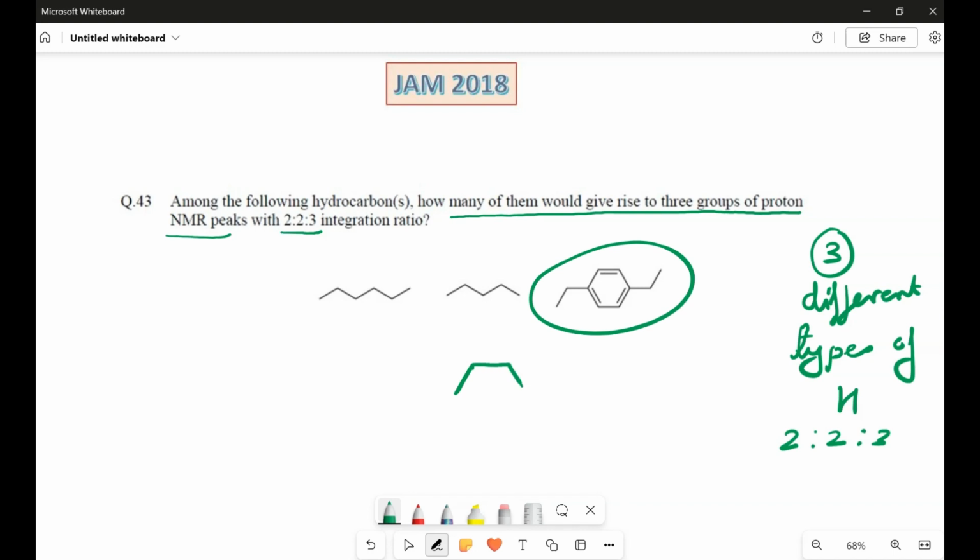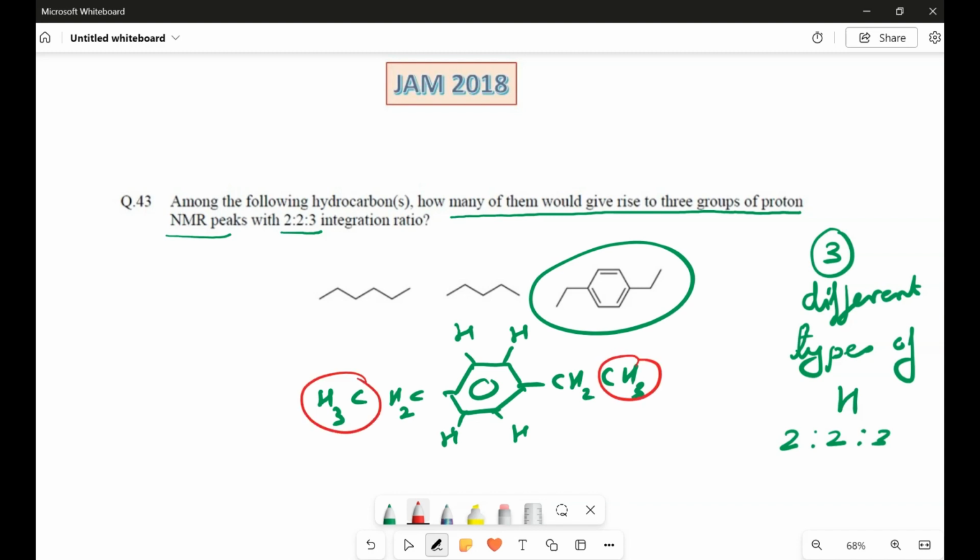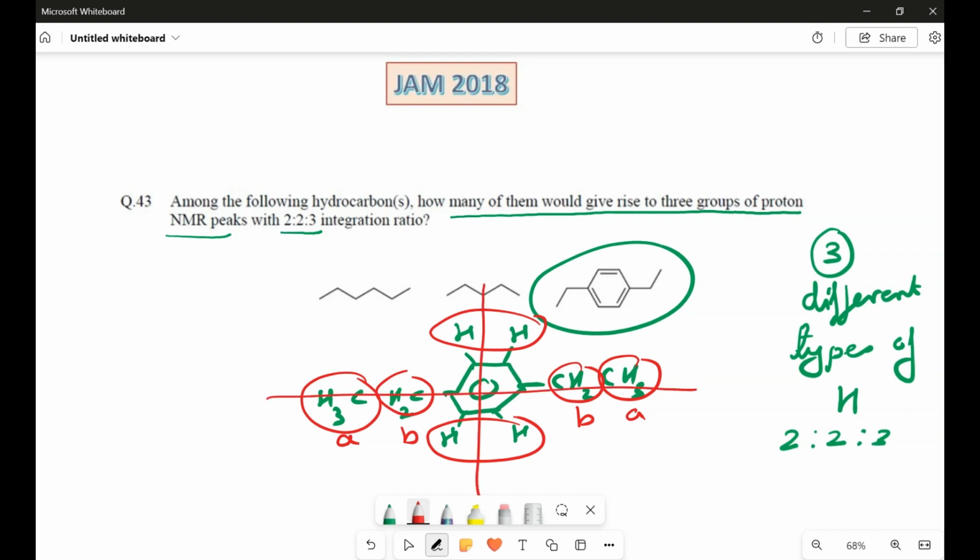So I have a benzene ring. Benzene ring has 4 protons. Then I have a CH2. I have a CH2. I have a CH3 and I have a CH3. Now this CH3 and this CH3 are same, so they'll become A protons. The CH2 and CH2 are same, they'll become B protons. And all the aromatic hydrogens, they'll be identical because I have identical substitute on either side. So I can cut the molecule like this and cut the molecule like this. So I'll be having C protons.